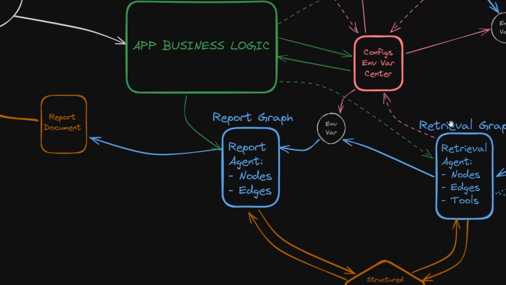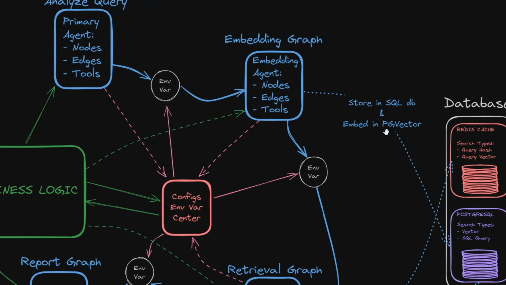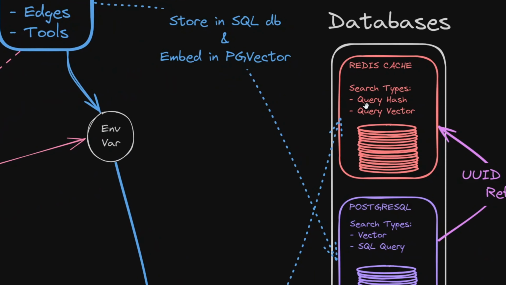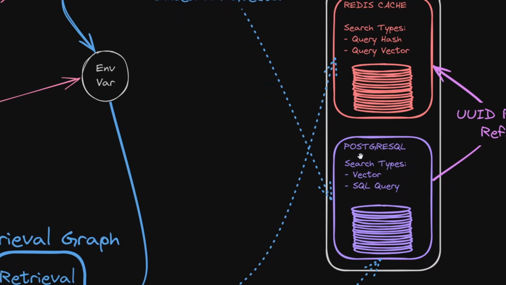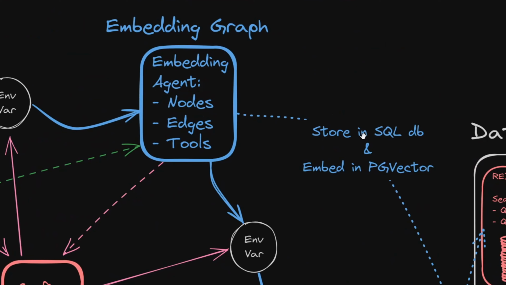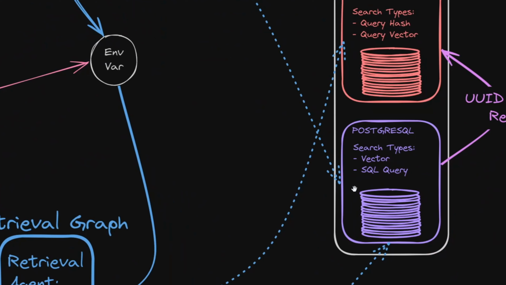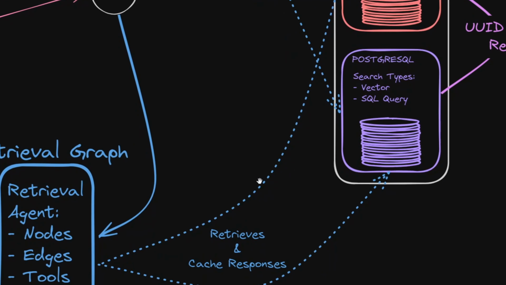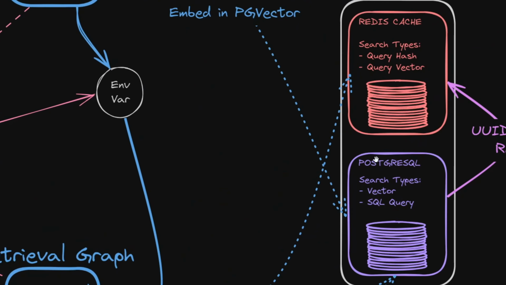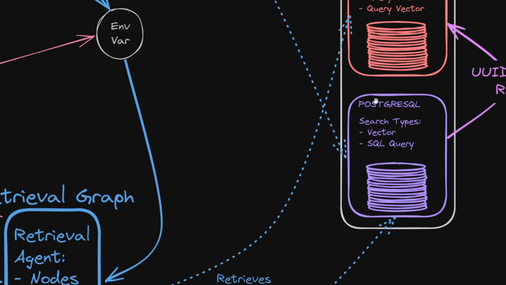We're going to be working on the terminal in the background, but you can use a UI if you want to for that. So here in the databases, we have a Redis cache, matching the query in hash or vector, and we have the Postgres database, which has the collections of vectors. And here we store in the database and we embed in PG vector. The retrieval agent will be retrieving and will also be caching the responses into the Redis cache.